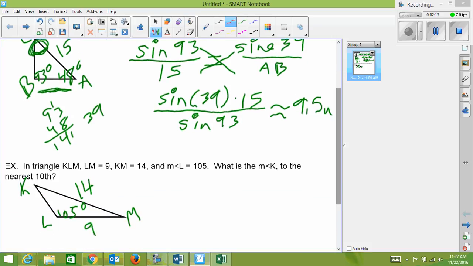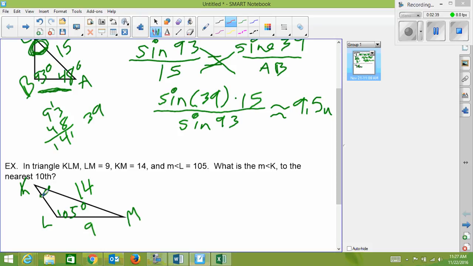So here's another example, again doing the same type of thing, but I'm given the two lengths and one of the angles is missing. I'm going to use that same concept, the law of sines. In triangle KLM, LM is 9 and KM is 14. The measure of angle L is 105. That's what I do know. So I want to know what is the measure of angle K to the nearest tenth. I want to know this one.